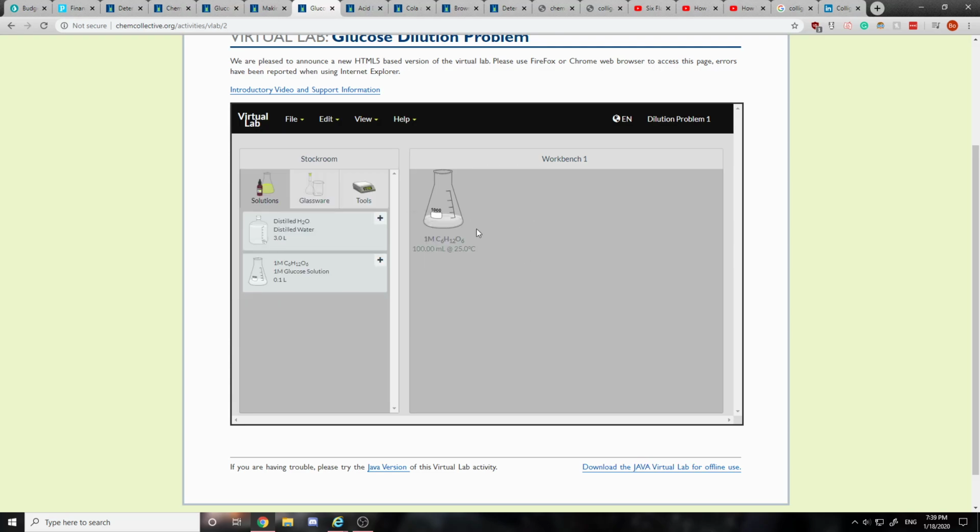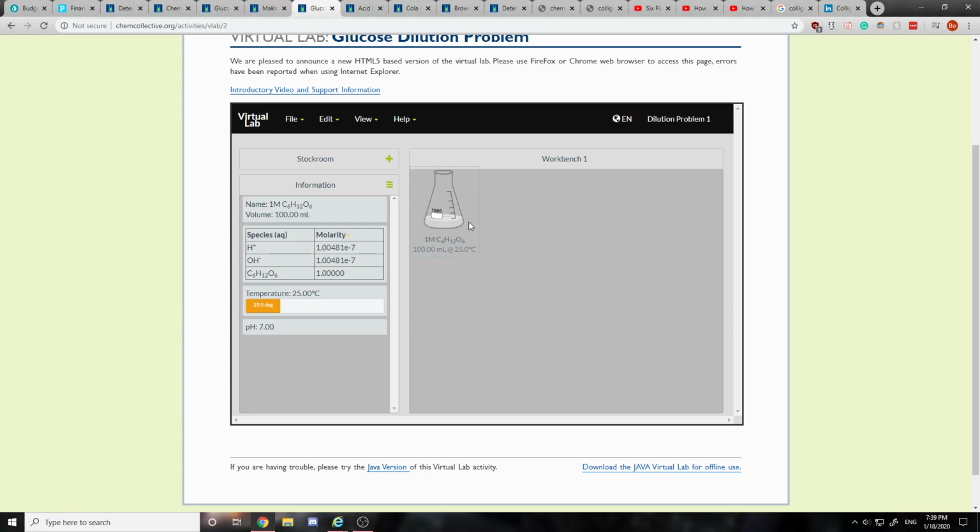I clicked on 2, I just want to remove that one. So this says I have 100 milliliters of 1 molar glucose. You should be able to do the calculations to find out how many grams and how many moles are in there. But on the left side, whenever you click on one of these containers, there will be information about the species inside the container.